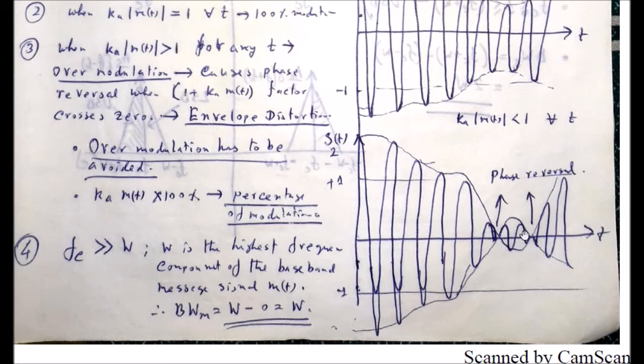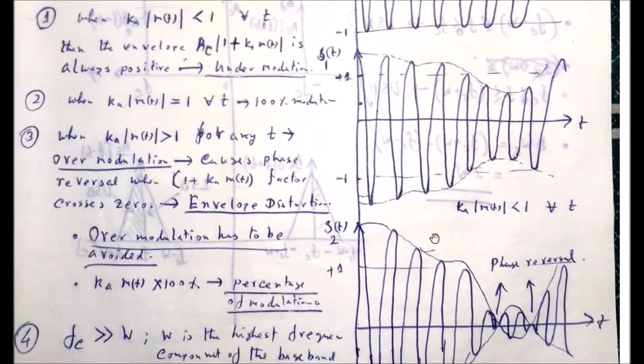Okay, so phase reversal should always be avoided. So this kind of value should always be avoided. It is called over modulation. Okay, and this process of phase reversal due to over modulation is called envelope distortion. It should be avoided. So that means modulation should be done up to 100% or less than 100%.